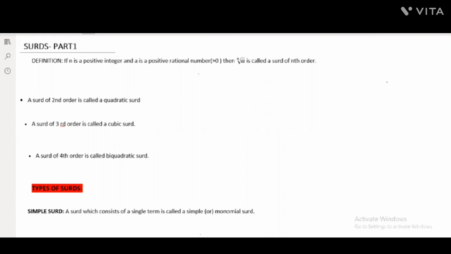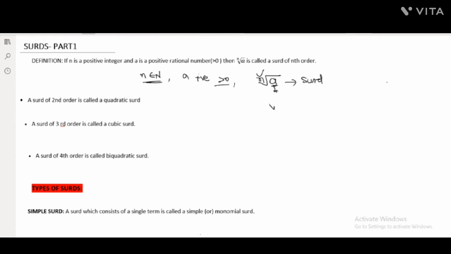If n is any positive integer, that is, n belongs to the natural numbers, and a belongs to the positive rational numbers, which is greater than 0, then if I write the nth root of a, it is called a surd. If n belongs to the natural numbers and a is any positive rational number, then the nth root of a is called a surd. This is the simplest way of defining the surd.